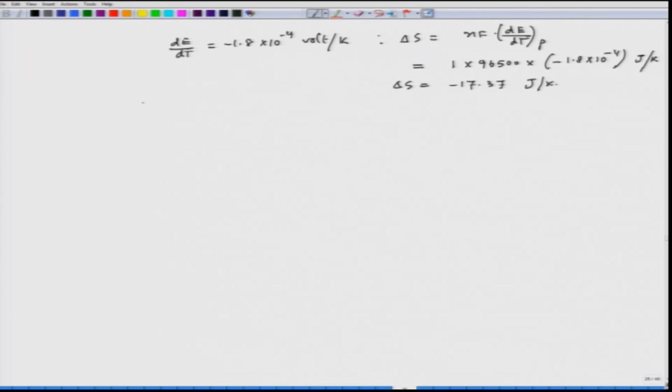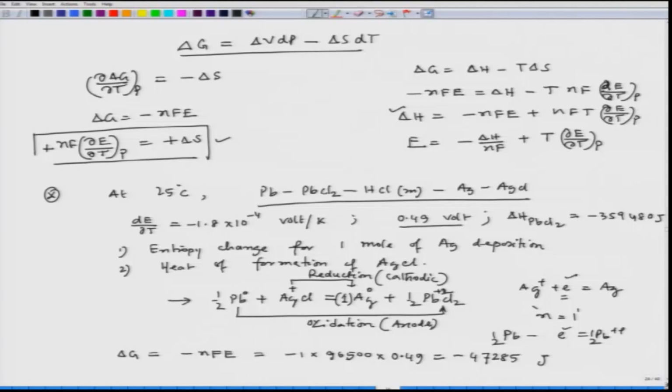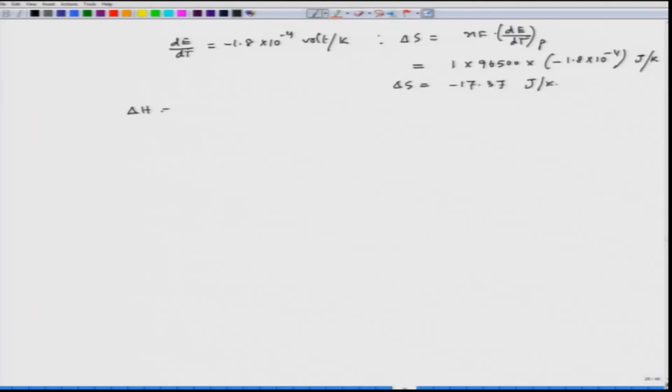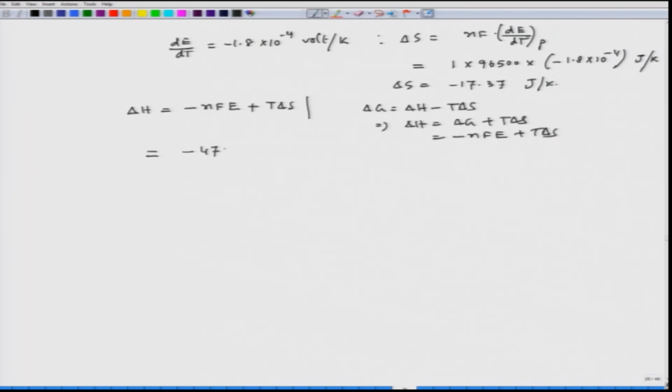So the heat of reaction for this particular reaction, delta H, would be minus NFE plus T del S. How does it come? Delta G equals delta H minus T del S. So delta H equals delta G plus T del S, and delta G is equal to minus FE, so delta H is minus NFE plus T del S. So we can put those values. This is minus 47285, since this value we have calculated from this equation.